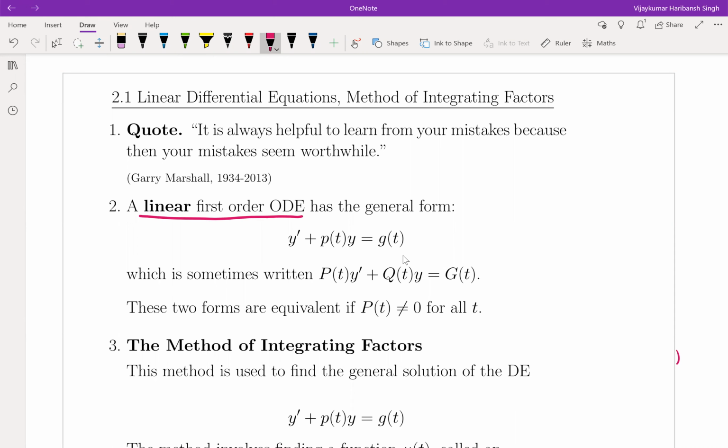So how does a linear first order differential equation look like? You have y prime plus p of t y equals g of t. Now, the highest order of the derivative is 1, and hence the first order. And you can see that if you bring it on one side and write it as f of t, y, y prime equals 0, it's going to be linear in y and y prime. So this is a first order linear differential equation.